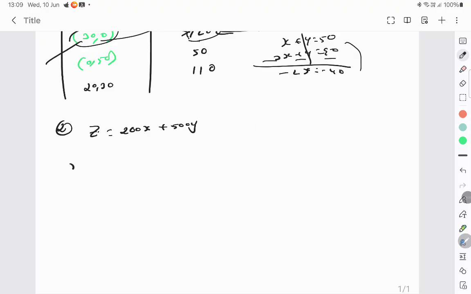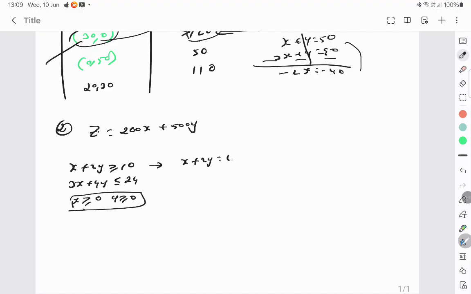Then they've also given constraints such as x plus 2y is greater than or equal to 10, 3x plus 4y is less than or equal to 24, x is greater than or equal to 0, y is greater than or equal to 0. This refers to the first quadrant. Consider these constraints as equalities. X plus 2y is equal to 10, 3x plus 4y is equal to 24.